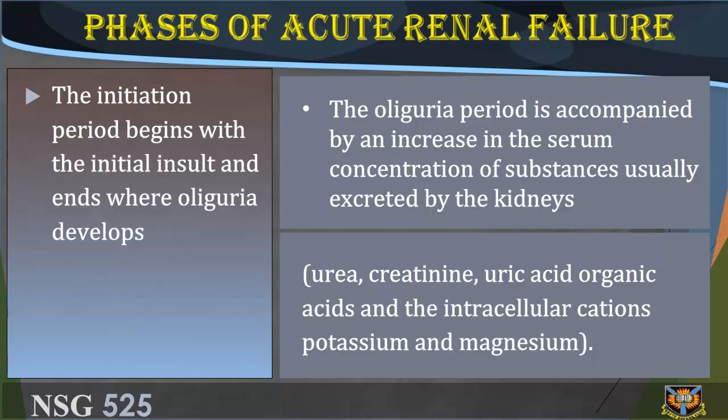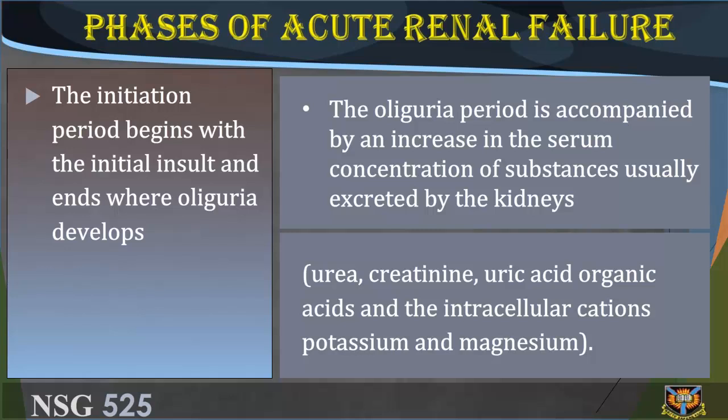The oliguria period is accompanied by an increase in the serum concentration of substances usually excreted by the kidneys: urea, creatinine, uric acid, organic acid, and the intracellular cations potassium and magnesium. This is because of reduced urine production, in which situation these substances are retained in the body. The minimum amount of urine needed to rid the body of the normal metabolic waste product is 400 ml. In this phase, uremic symptoms first appear and life-threatening conditions such as hyperkalemia develop.